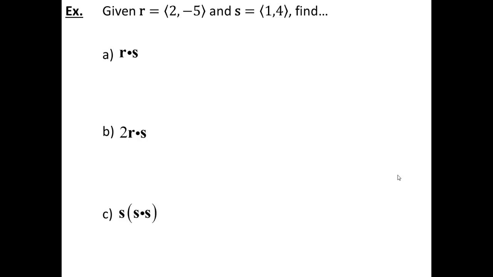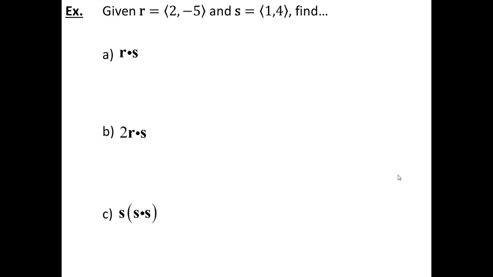Alright, let's practice. So we have vector R is at 2, -5, vector S is at 1, 4. We'll start with the dot product of R and S, then 2 times R dot product with S, and then the vector S times the dot product of S and S. Go ahead and give these a try on your own first.